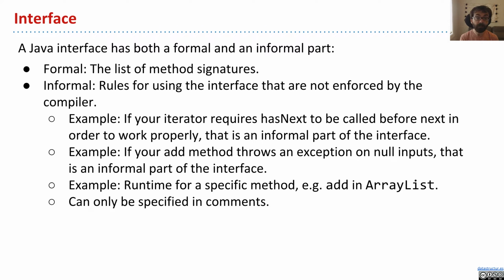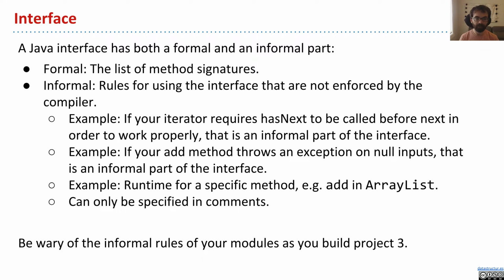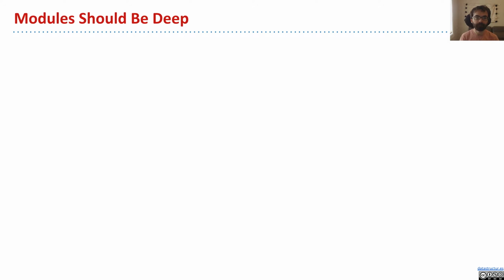Now, in terms of the informal parts of the interface, you can only really specify this in comments. I guess you could specify it in external documentation, but you have to write it out in English, and hopefully people look at it. And that's one of the reasons we want to ideally keep the informal rules for interfaces really simple, because we don't ideally want people to have to read a bunch of documentation to be able to use our modules. So I'll note here that you should be aware of the informal rules that you create for your modules as you work on Project 3. You can write them out, ideally, so that if there's something funny, just write it out so that you remember and it's something you can reason about explicitly.